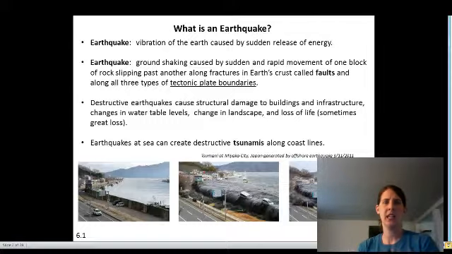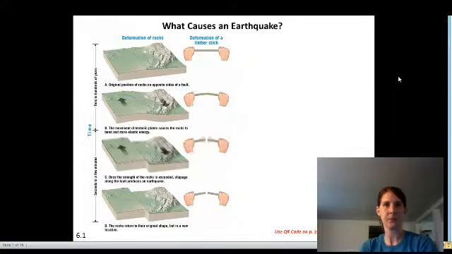So the ground shaking is typically caused by a sudden movement of one block of rock slipping past another along fractures in the Earth's crust, that we talked about. And the destruction can lead to structural damage, changes in water table, complete changes in landscape, and loss of life. Additionally, earthquakes that occur at sea can create destructive tsunamis along coastal regions.